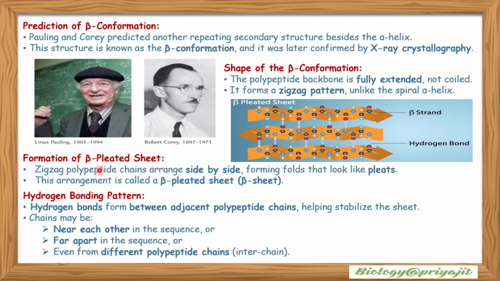Formation of the beta pleated sheet: zigzag polypeptide chains arranged side by side forming folds that look like pleats. This arrangement is called a beta pleated sheet or beta sheet.